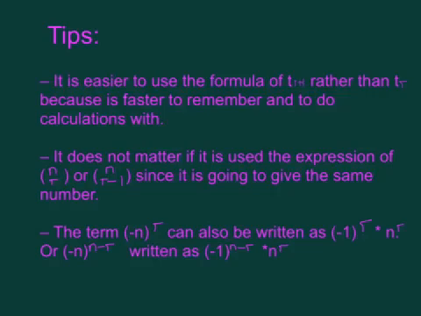And lastly, the term (minus n) to the power of r can also be written as minus 1 to the power of r times n to the power of r, or (minus n) to the power of n minus r can also be written as minus 1 to the power of n minus r times n to the power of r. Why do we do this? Because we want to separate the negative sign from the value of n. So sometimes when you can see that the expansion is a little bit tricky, you can do this and it will help you a lot.